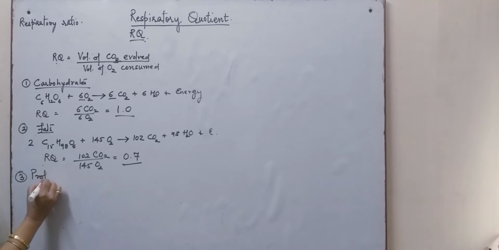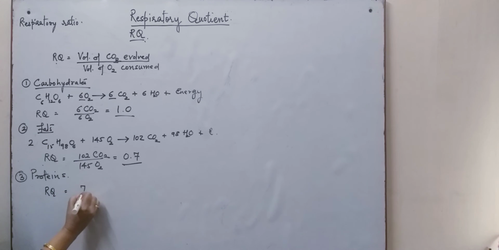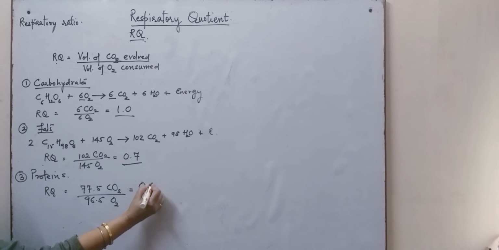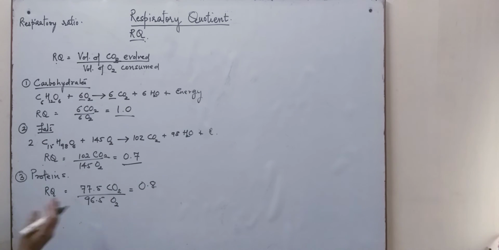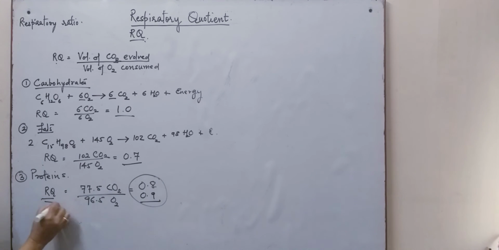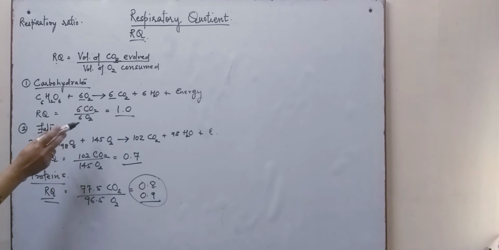Another is protein. In general, for the breaking down of proteins such as albumin, the average value comes from 77.5 molecules of carbon dioxide and 96.5 molecules of oxygen. That gives us a value of around 0.8, or it may go up to 0.9. So 0.8 or 0.9 is the RQ value of proteins. So when we see all three macronutrients, they have different RQ values.